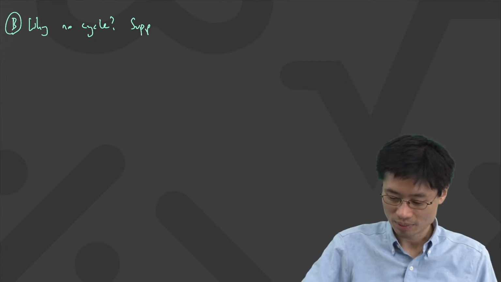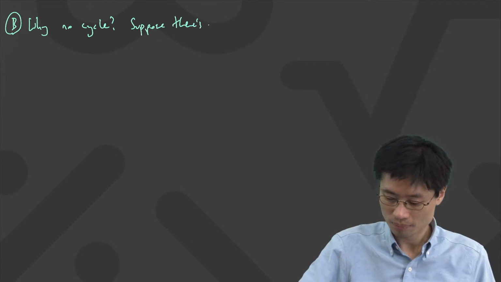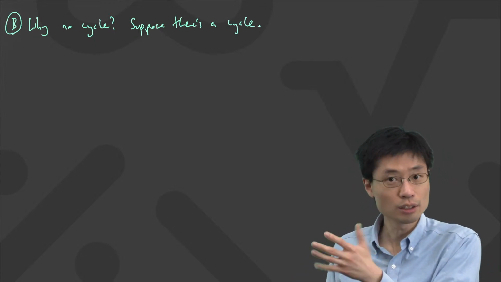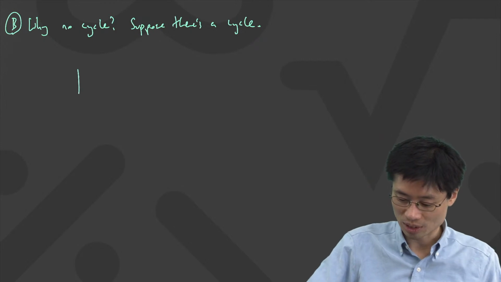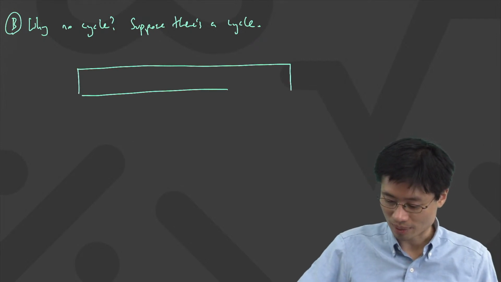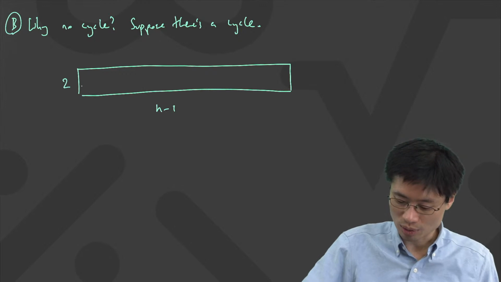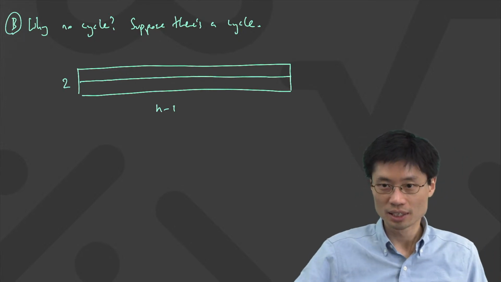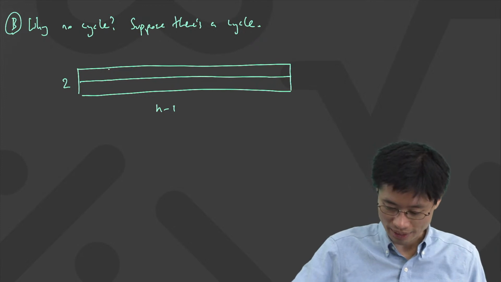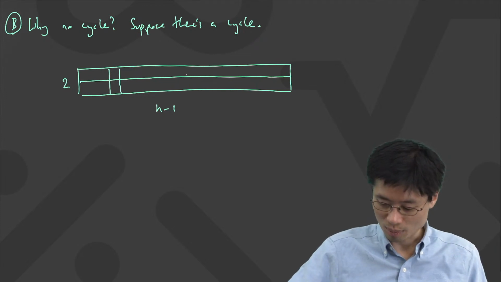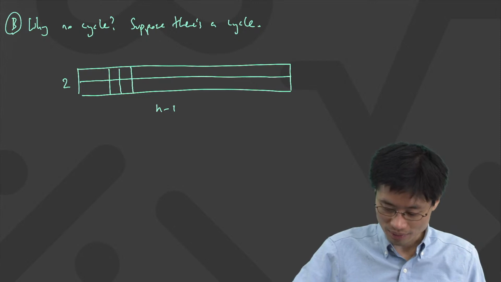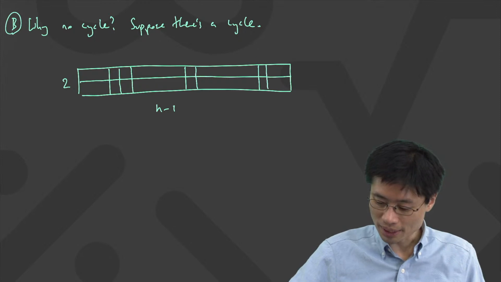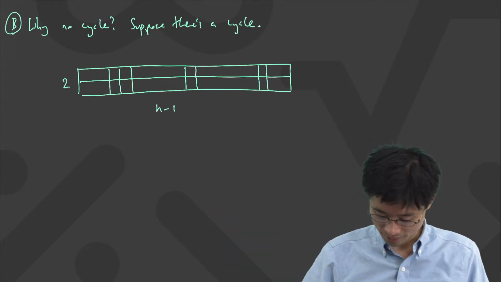Suppose there's a cycle. And the way I want to think about this is that the cycle is made up of edges. Okay, so we've got this big n minus 1 across, 2 up and down. And the cycle is made of edges. So there's a bunch of these edges that contribute to the cycle. I'm just marking them. They could even be next to each other, or they can be far apart. Let's pretend that the cycle uses these edges.